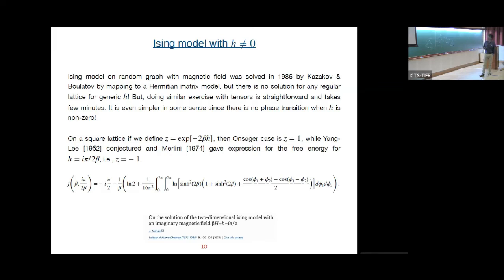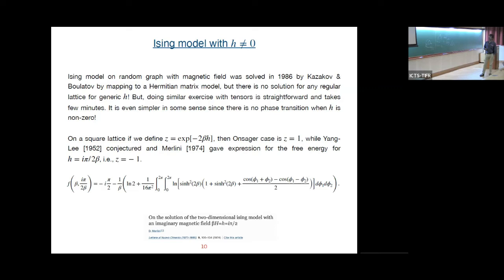There's no exact solution known. The best we know is the solution of the Ising model on a random graph with magnetic field, and this was solved famously in '86 by Kazakov and Boulatov by mapping to some Hermitian matrix model. But there is no solution for any regular lattice for real values of the magnetic field.